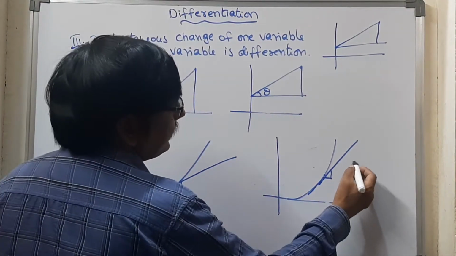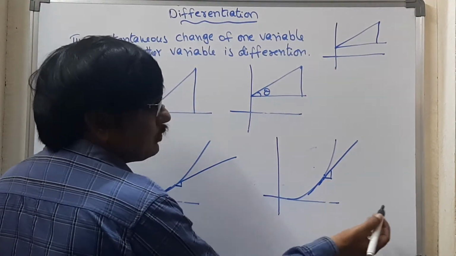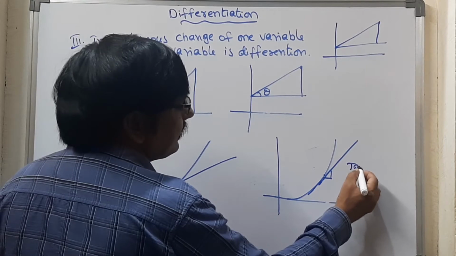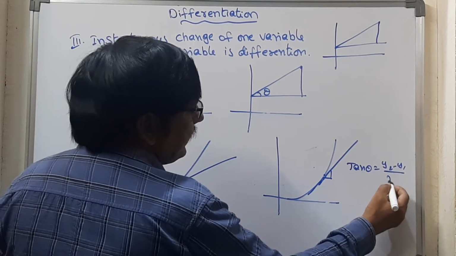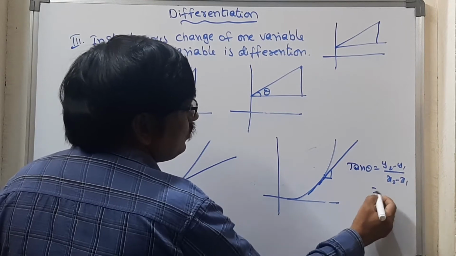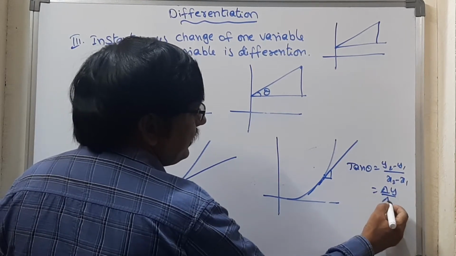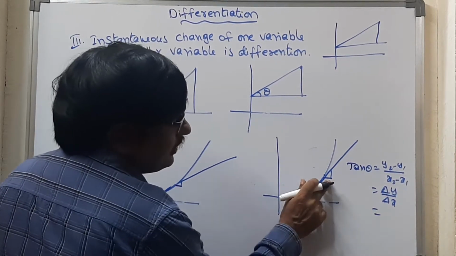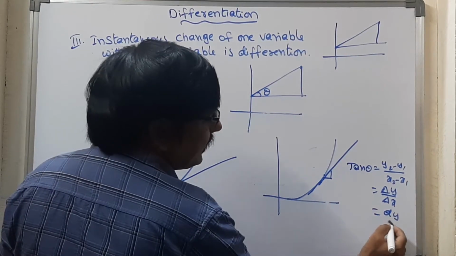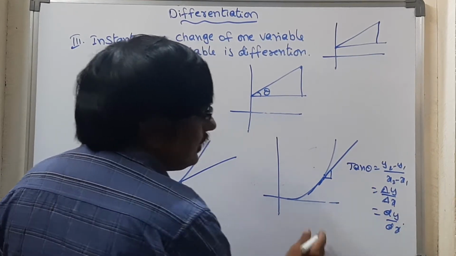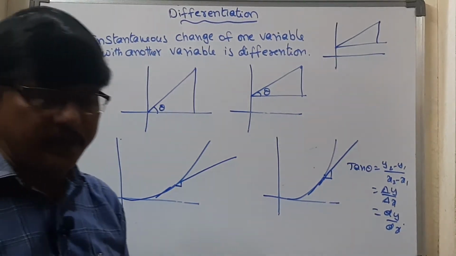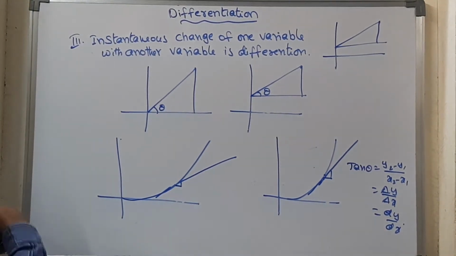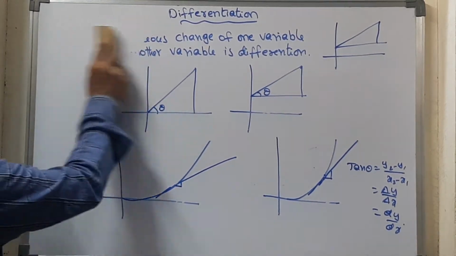Again this one we can take, and again it consists of two coordinates. Same thing we can take, that is again tan theta is equal to y2 minus y1 by x2 minus x1, which we are calling delta y by delta x. As this value is very minute, again we can take dy by dx. This all we are calling differentiation. Okay? Got it? What is meant by differentiation? So these are all about differentiation.